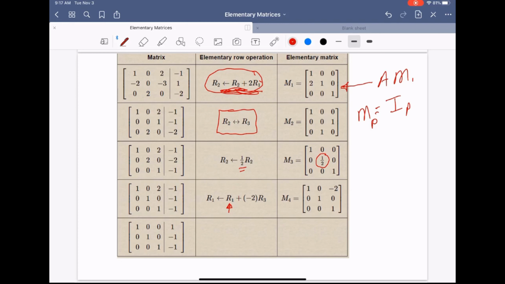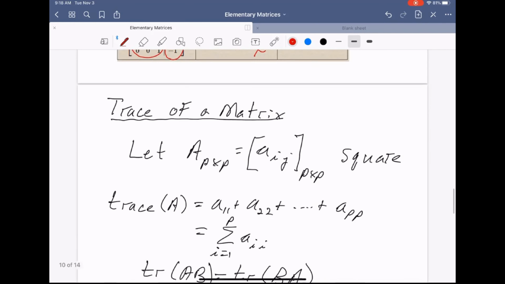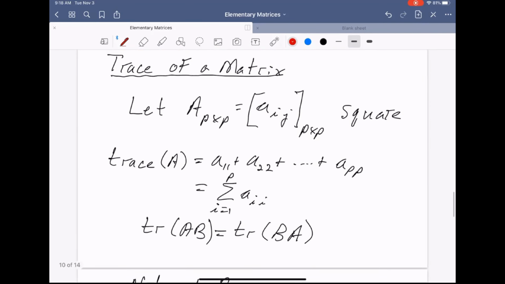Here we have row 1 replaced by row 1 minus 2 times row 3. And you'll see that these 4 elementary operations result in an identity matrix there. All right, and then this would then be the solution to this vector x. So that tells us x1 is equal to 1, x2 is minus 1, and x3 is minus 1.